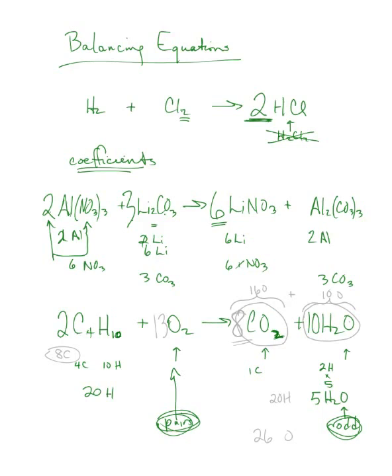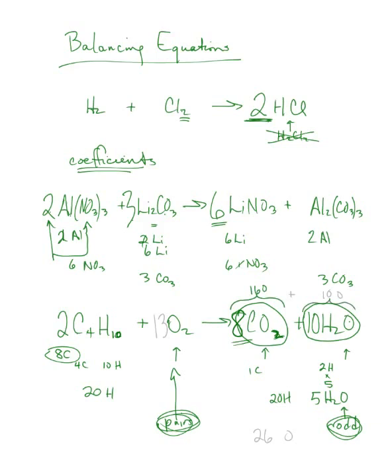I have 20 hydrogens now, 20 hydrogens, and I now have an even number of oxygens in both places. In the carbon dioxide, they're in pairs, and I have an even number in front of my waters, so that'll work out great. So let's go back and fix the carbons now. I have 8 carbons. I should put an 8 in front of this carbon dioxide so that I have 8 carbons on this side as well. Now let's count up oxygens. Oxygens here, 8 times 2 is 16 oxygens.